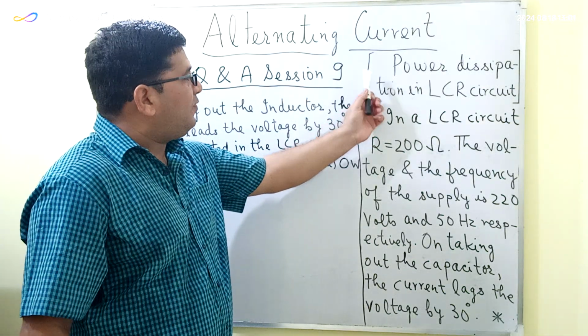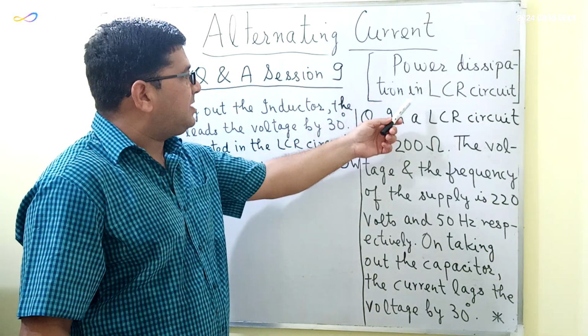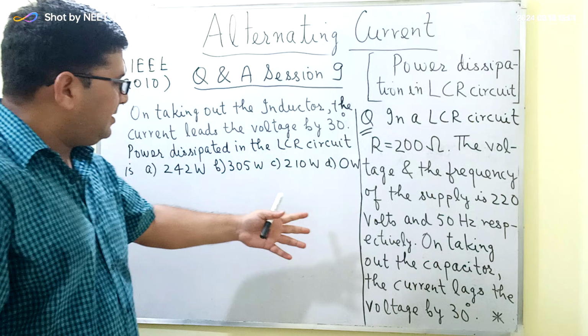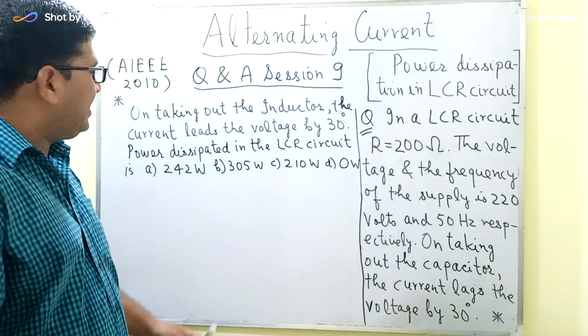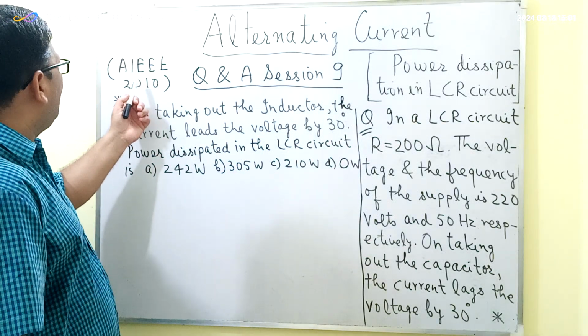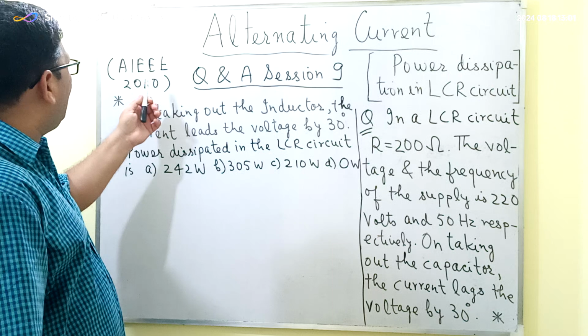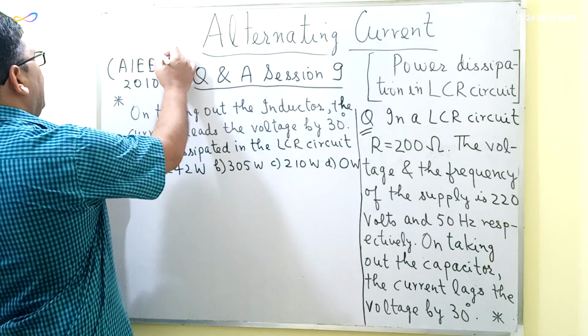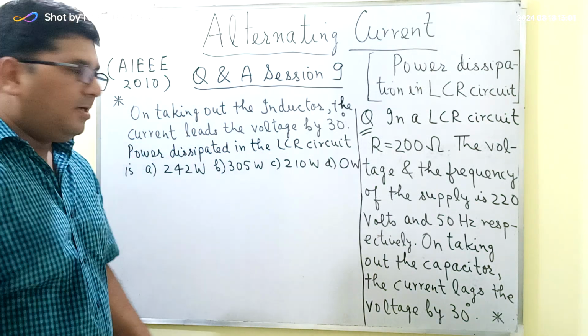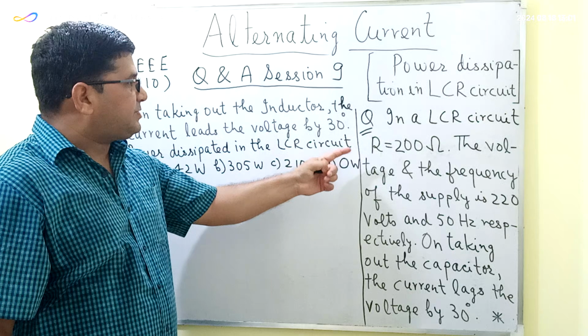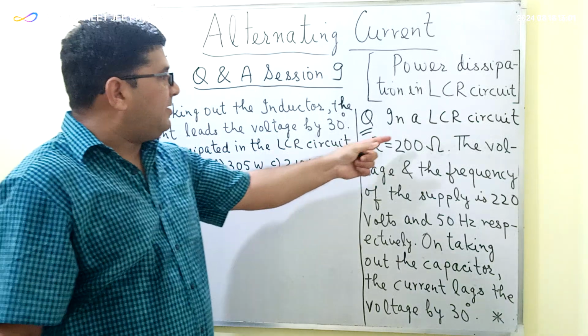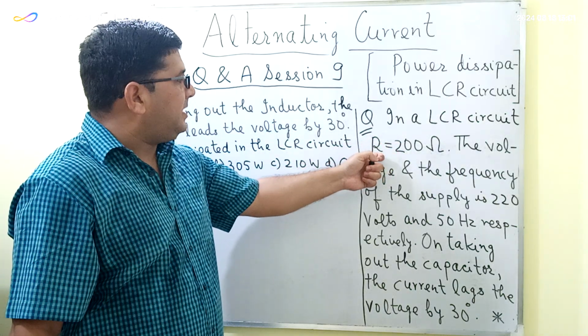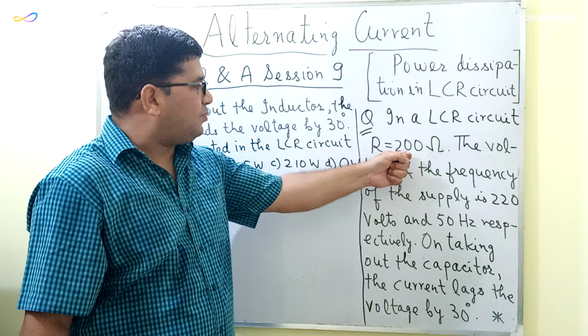The topic for this session is the power dissipation in an LCR circuit, and today I have taken one question which was asked in the IIT-JEE examination in the year 2010. So in this question we have been given that the resistance of a resistor is 200 ohms.